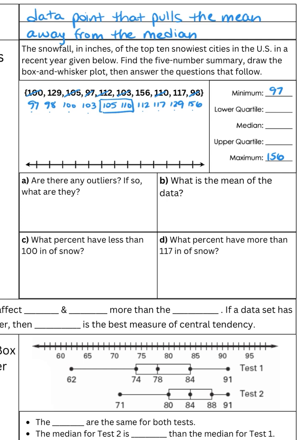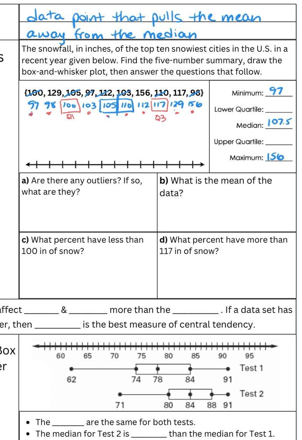Okay, so our minimum is 97, our maximum is 156, and then our median is going to be 105 plus 110 divided by 2, so 107.5. And then to calculate the Q1, since we average these, we're going to start with 97, 98, 100, 103, 105. So 100 is going to be our Q1, and then we count the 110 in the top half of our group, and then 117 is going to be our Q3.